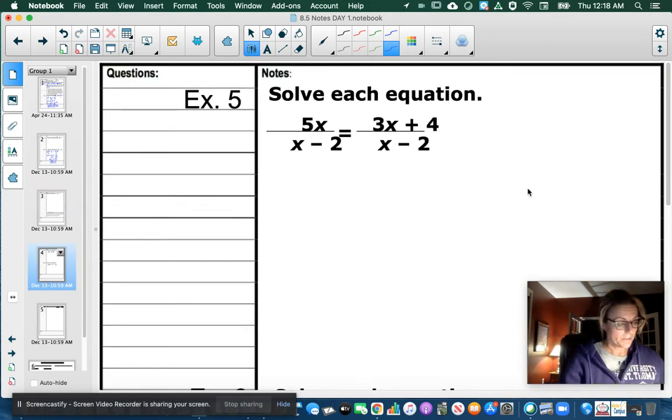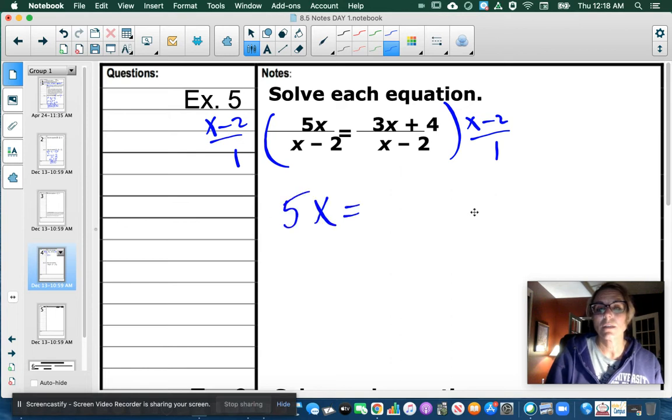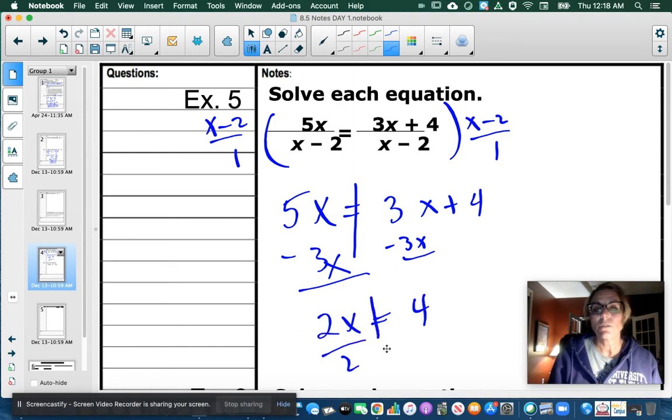Let's see, are we doing example 5? Yes, we are. Okay, so again, I'm going to multiply both sides by the common denominator, which is x minus 2. It's like x minus 2 over 1. When I multiply the left side by x minus 2, the x minus 2's cancel, and I get 5x. When I multiply the right side by x minus 2, the x minus 2's cancel. I get 3x plus 4. Move the x's all on one side, and I get 2x is equal to 4. Divide both sides by 2, x is equal to 2.